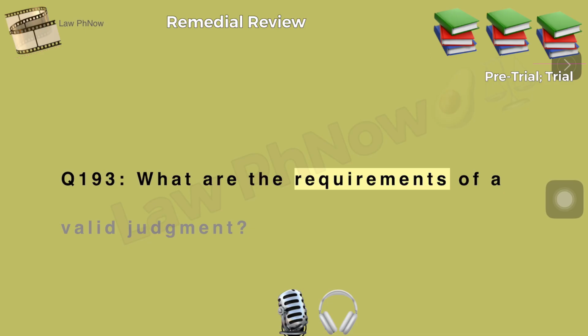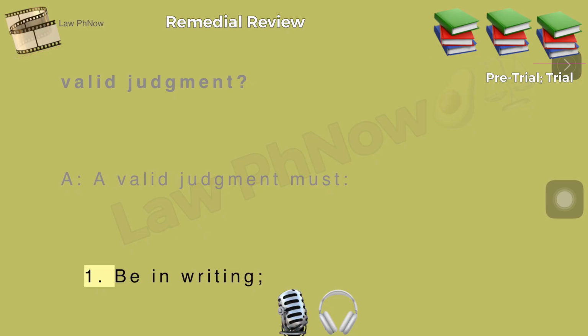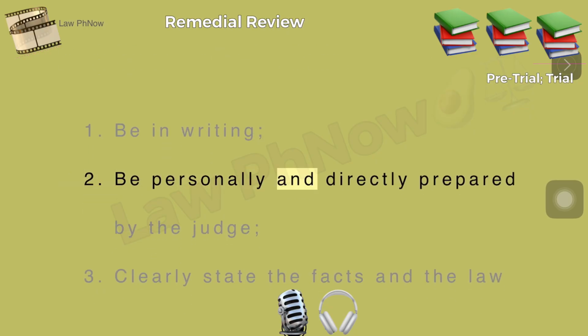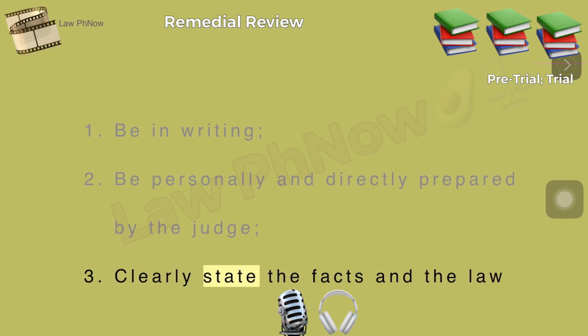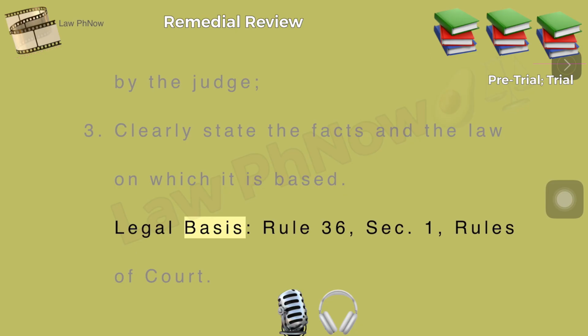Q193. What are the requirements of a valid judgment? A. A valid judgment must 1. Be in writing. 2. Be personally and directly prepared by the judge. 3. Clearly state the facts and the law on which it is based. Legal basis, Rule 36, Section 1, Rules of Court.